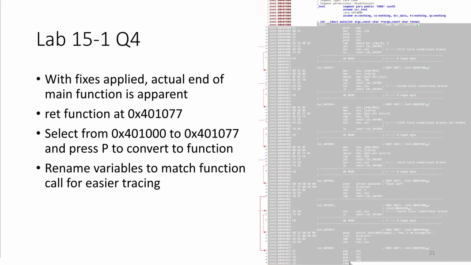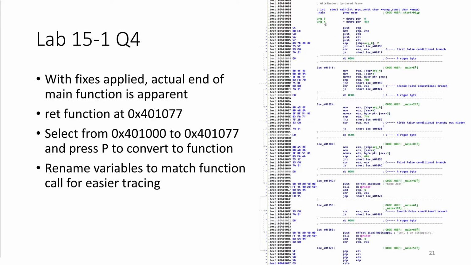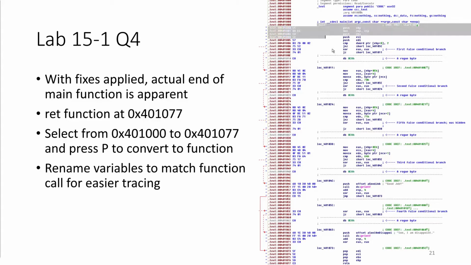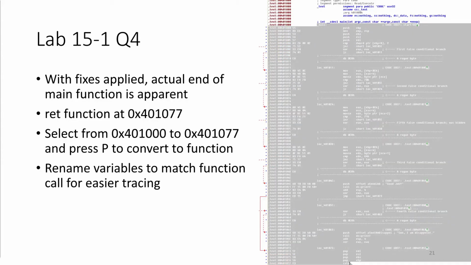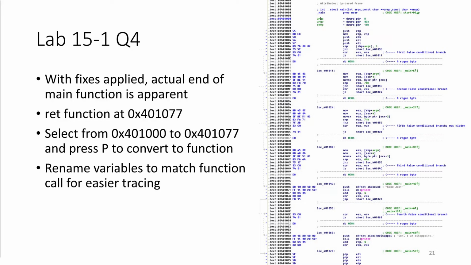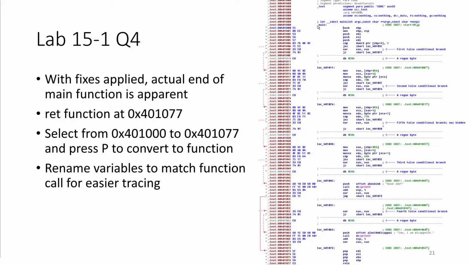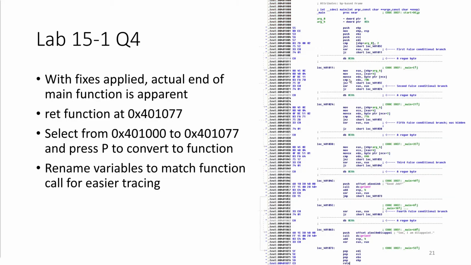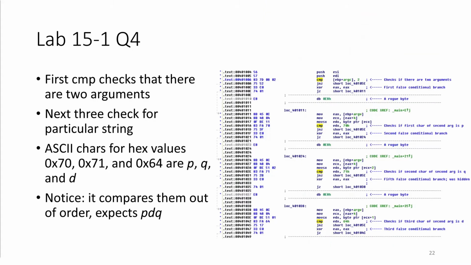The final question was about what command line argument will make this executable print the message "good job." Now that we've fixed all the false conditionals using the technique described previously, we can make IDA recognize where the main function actually ends. To do this, you select from the top of the main function at address 401000 all the way down to the return instruction at 401077 and press the P key. This will rename variables to match the function call and make tracing through the disassembly much easier.